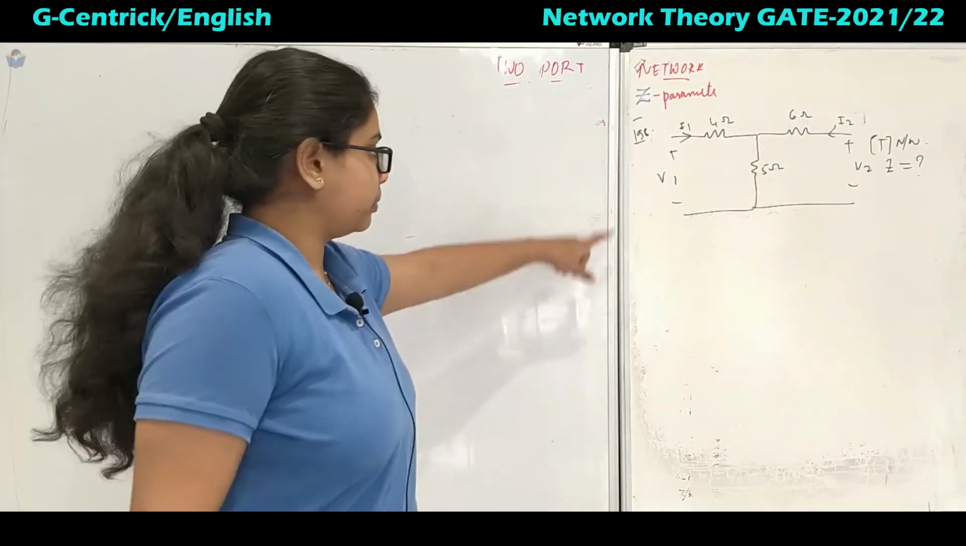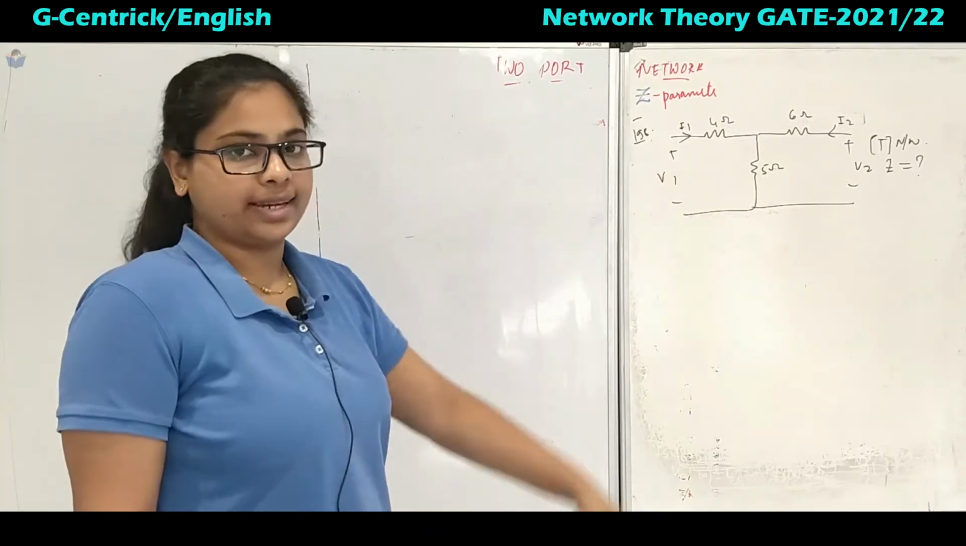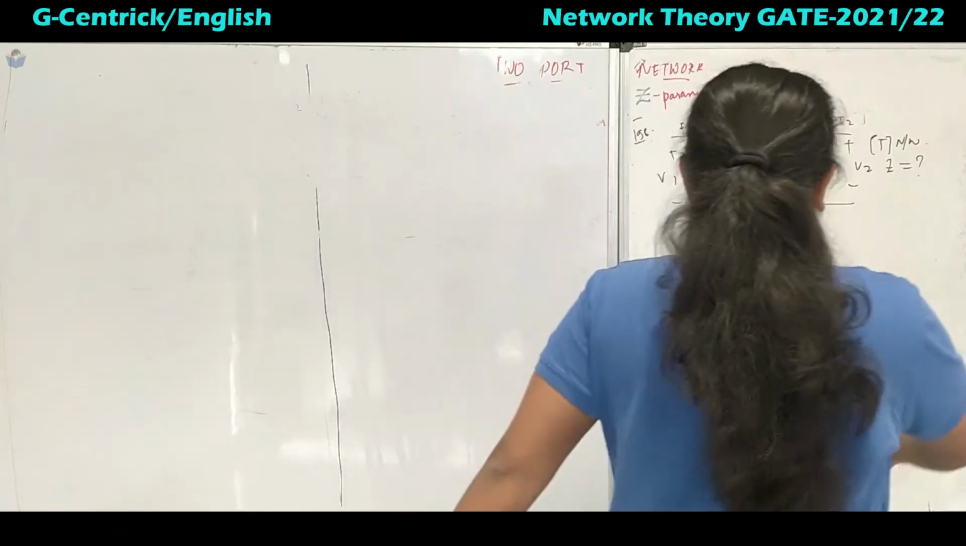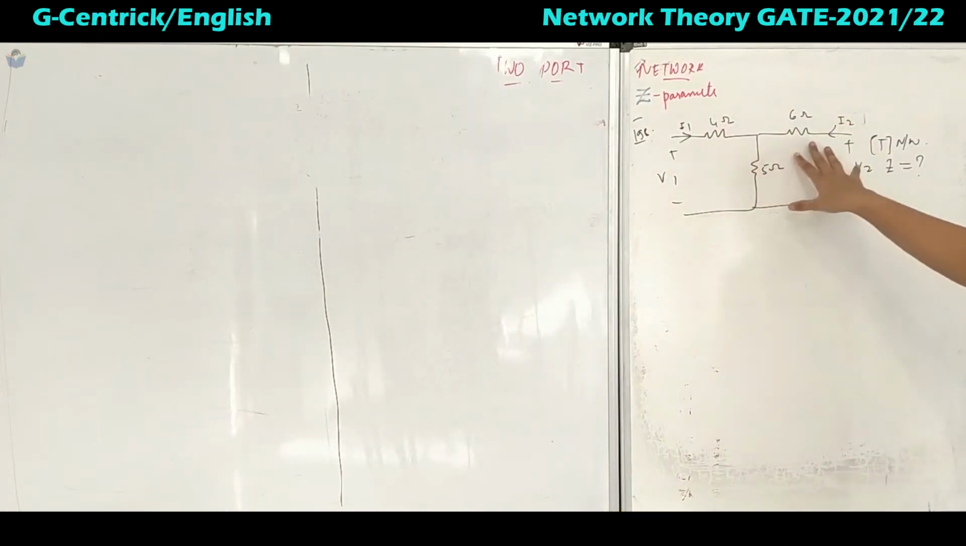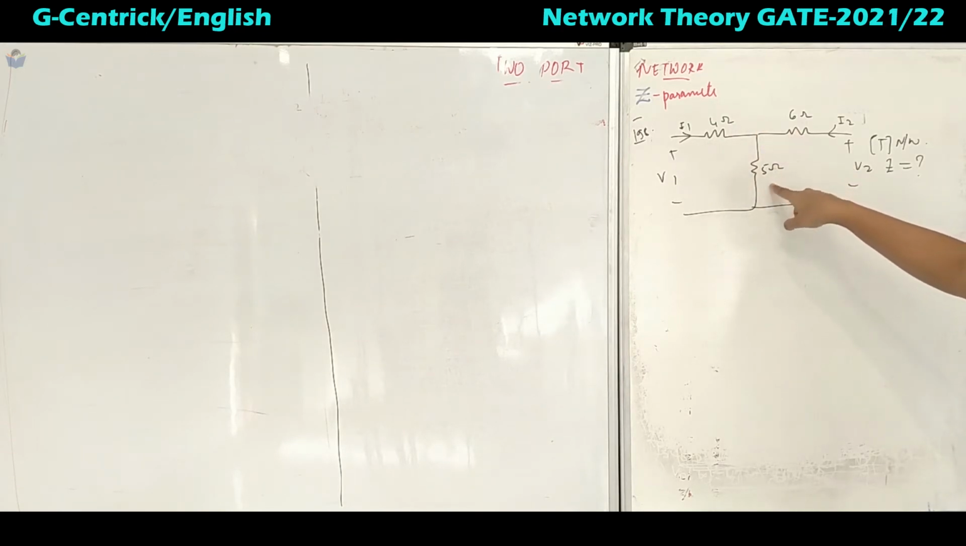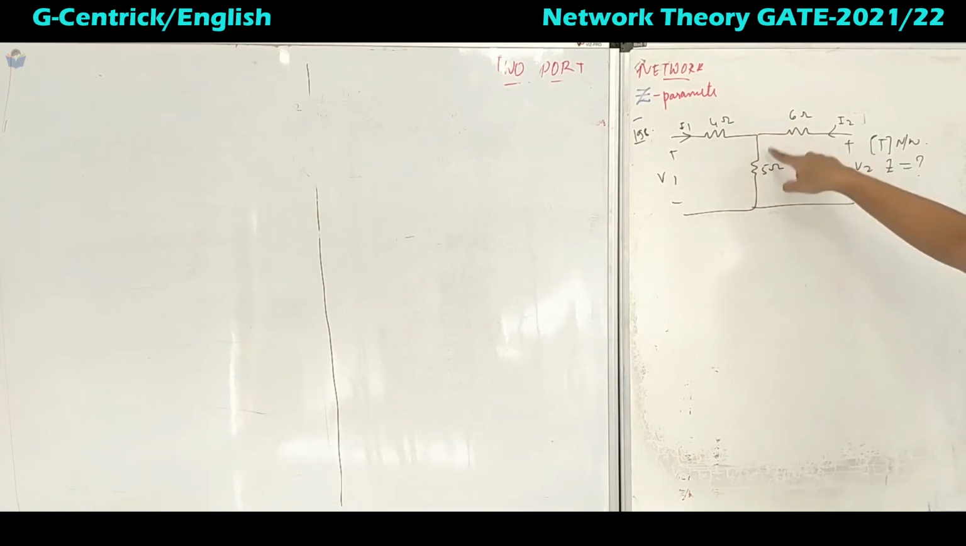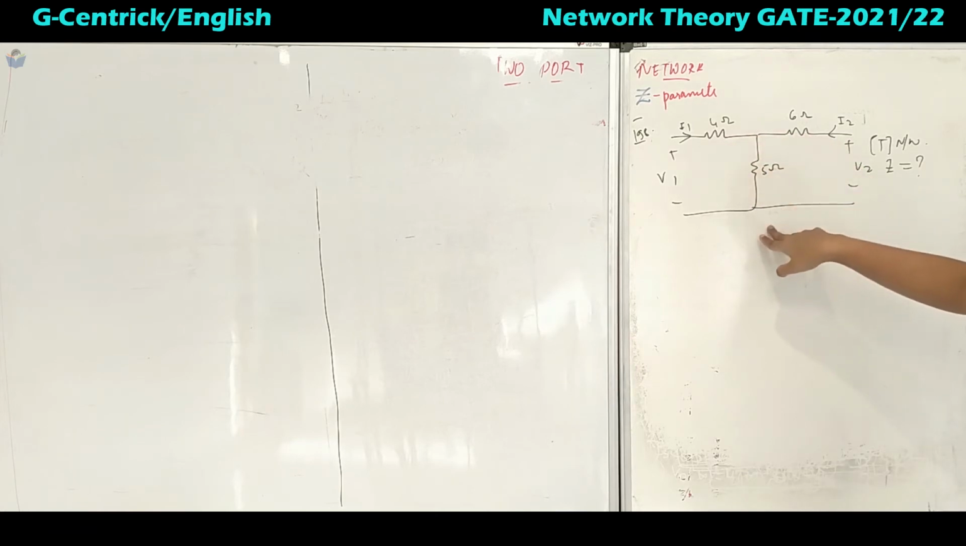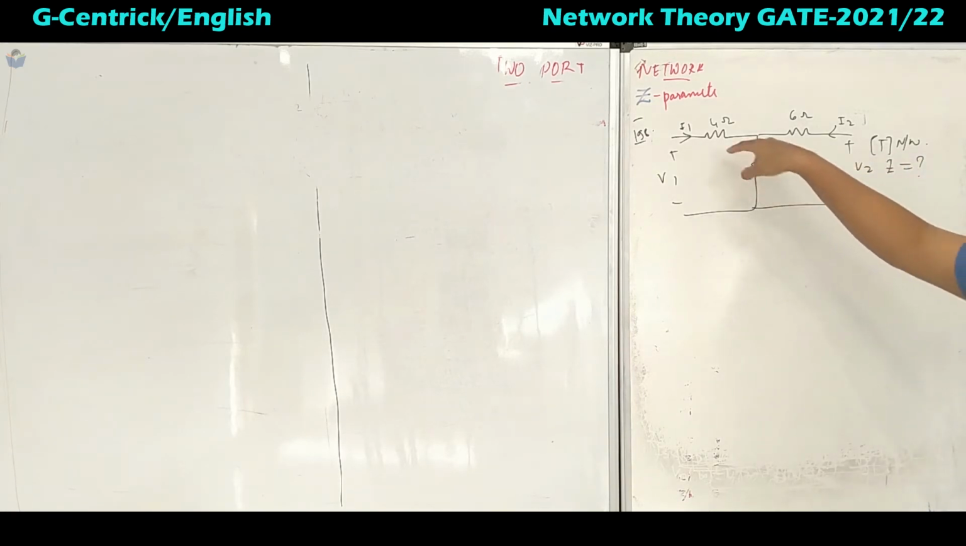Coming to question number 198, we have to find the Z parameters. There are 3 resistors. If you see the circuit, 4 ohm, 6 ohm and 5 ohm are connected in a T shape. That is why we call it a T network. There is an objective-type shortcut for the T network.